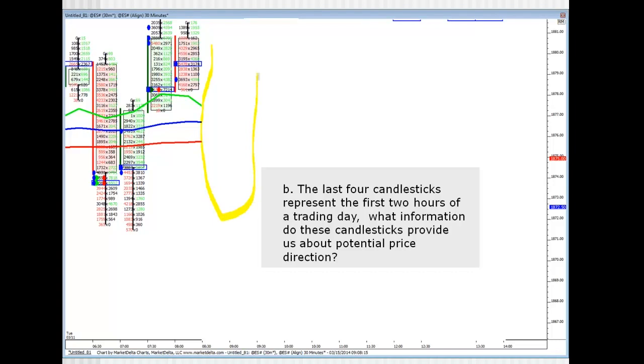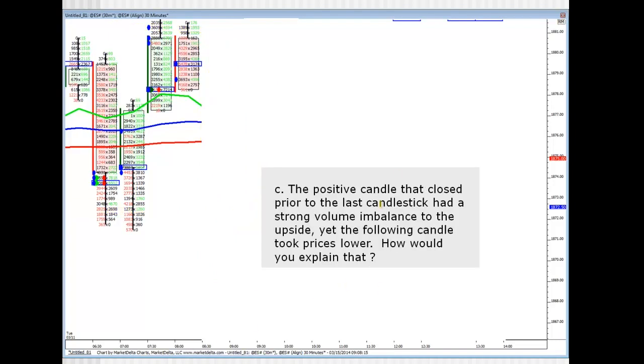We might end up seeing prices fluctuate up and down because of this level of support and this level of resistance until we begin to see some heavy participation or a major change in the market. So really, at this juncture, they don't tell us very much at all. The positive candle that closed prior to the last candlestick had a strong volume imbalance to the upside, yet the following candle took prices lower. How would you explain that?